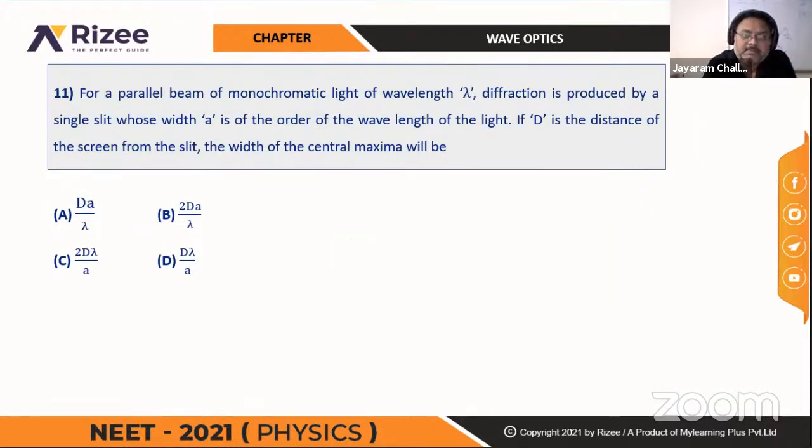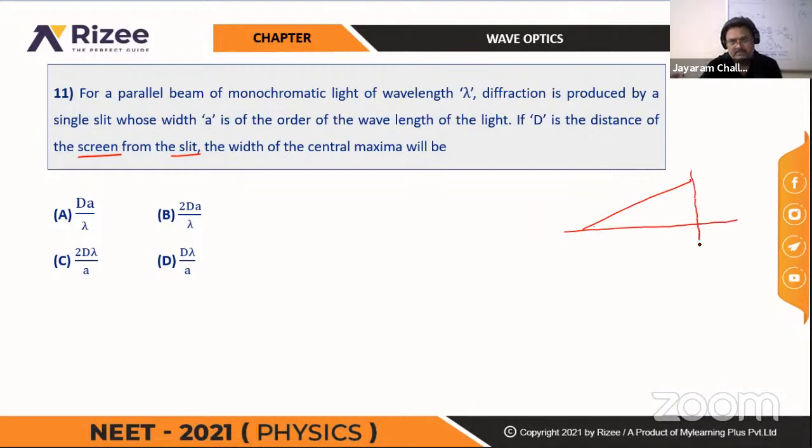For a parallel beam of monochromatic light of wavelength lambda, diffraction is produced by a single slit whose width a is of the order of the wavelength of the light. If D is the distance between the screen and the slit, the width of the central maximum is asked. What do you mean by width of the central maximum? So try to remember this formula.